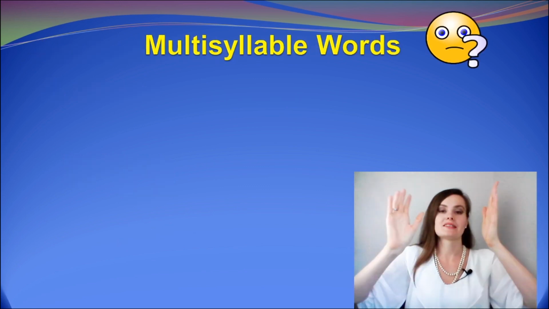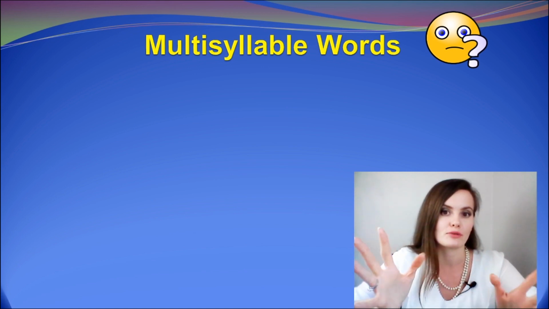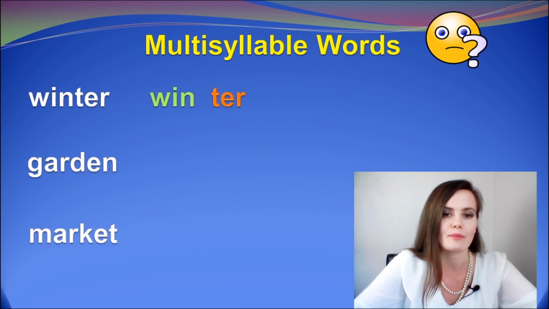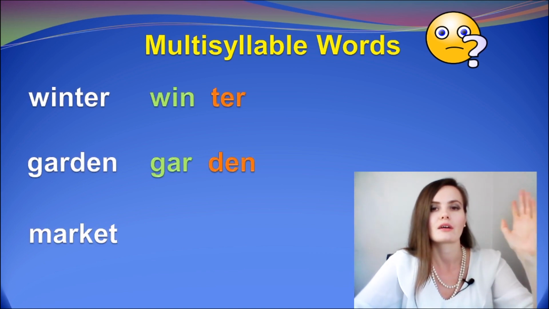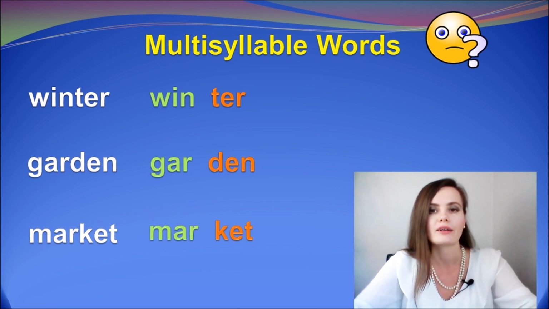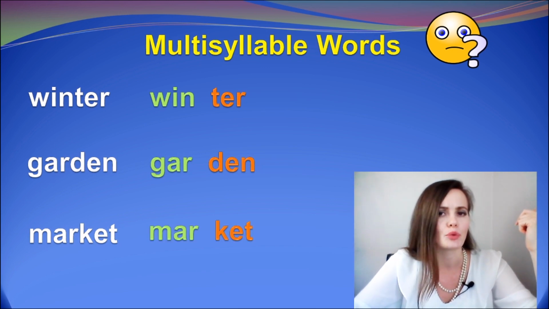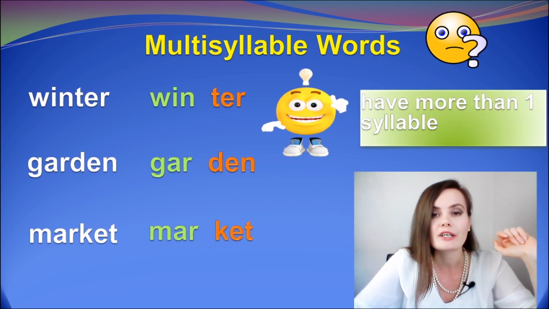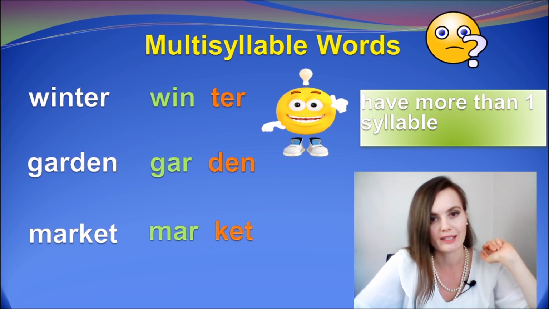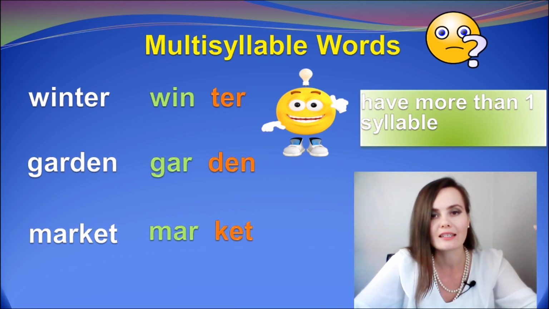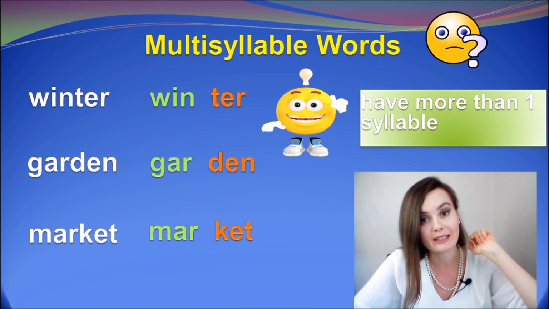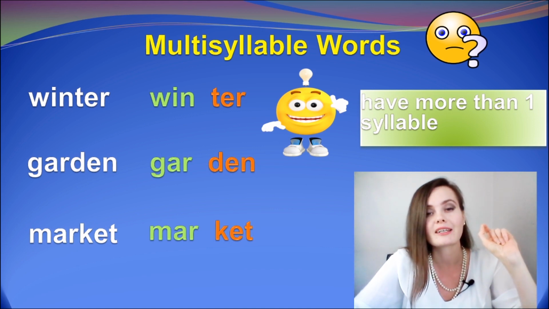Okay, so now it's time to review what we have learned so far. What are the multisyllable words? Let's look at this example. Winter, garden, market. So what are the multisyllable words? You tell me? You are right. Multisyllable words have more than one syllable. It can be 2, 3, 4, 5, and even up to 19. There is one word in English language that has 19 syllables.